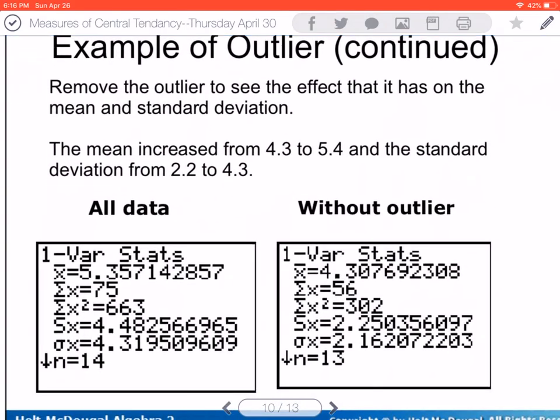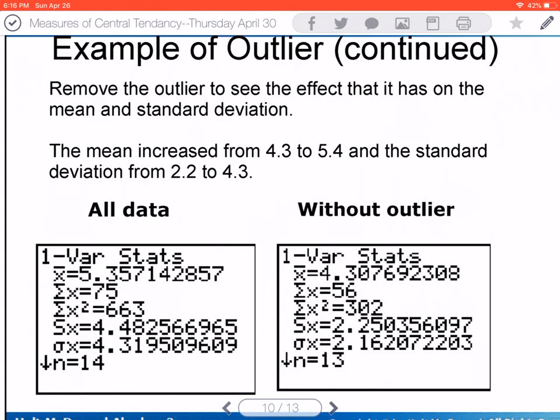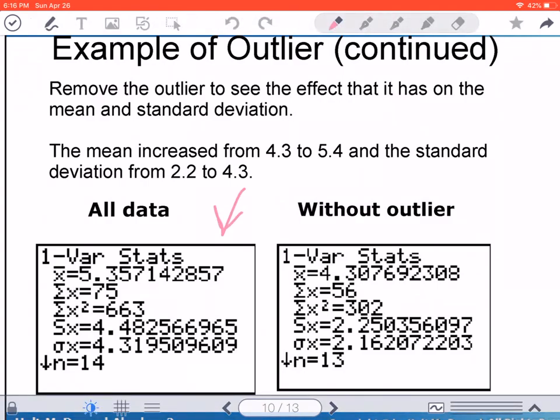So let's just look at our data. If we keep the outlier in, as it stands, so all the data values in our calculator, this is what we end up seeing, right? So we get the mean is 5.357, etc. We see that we have a standard deviation of 4.319. If we take out the outlier of 19, this is the data that occurs there, okay? So if I went back to my L1, I took out 19, and instead of having 14 data values in there, I now have 13.